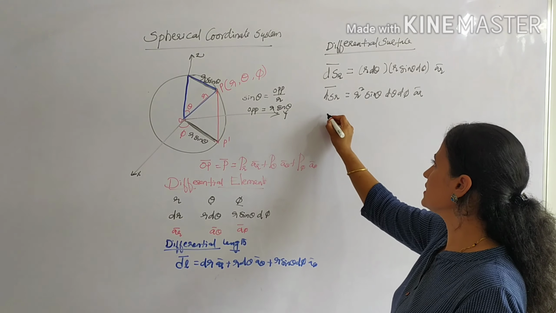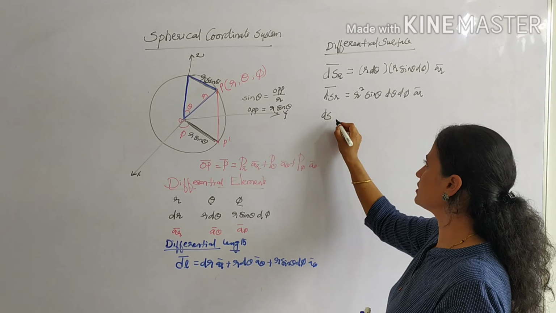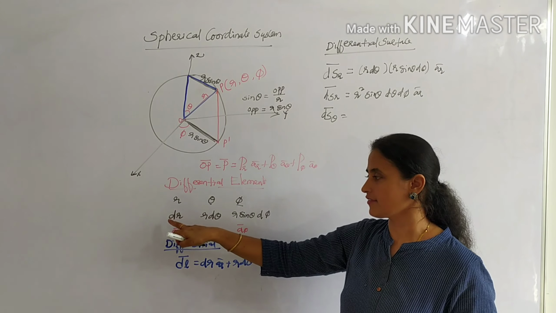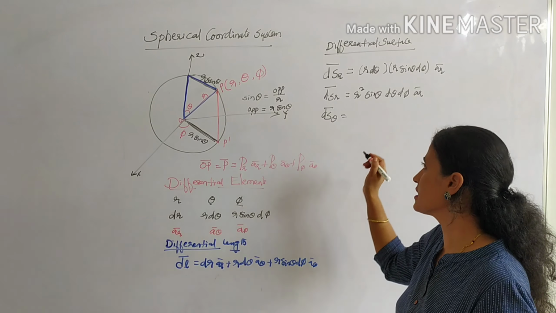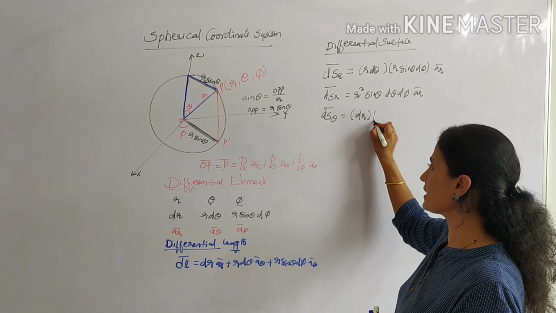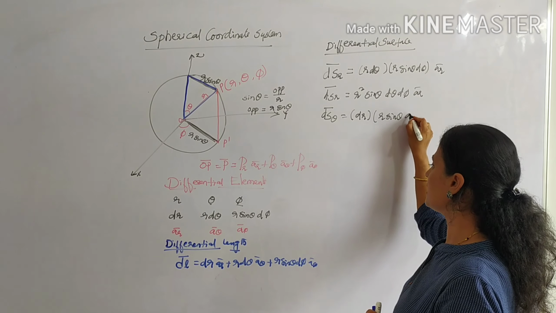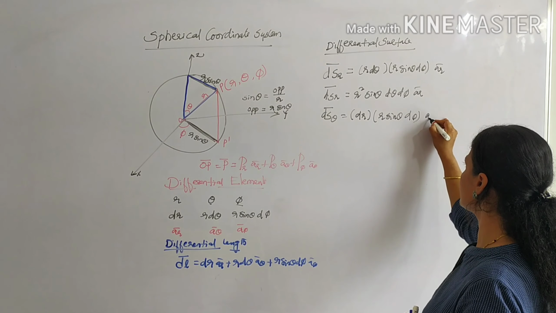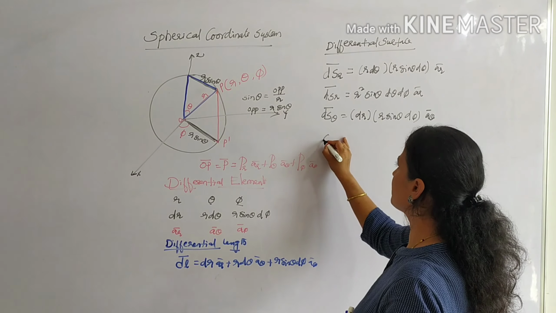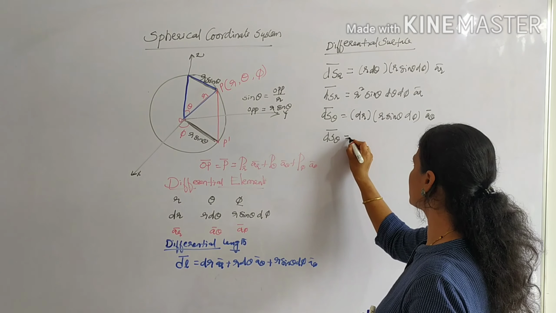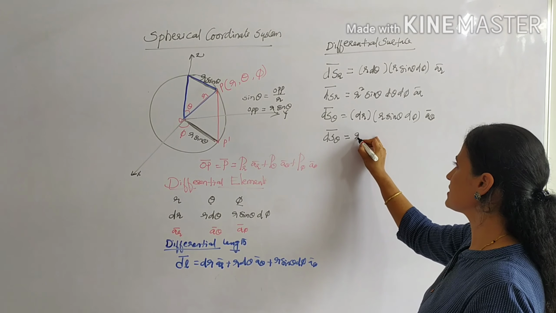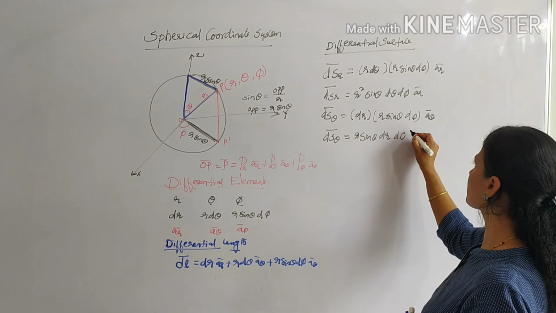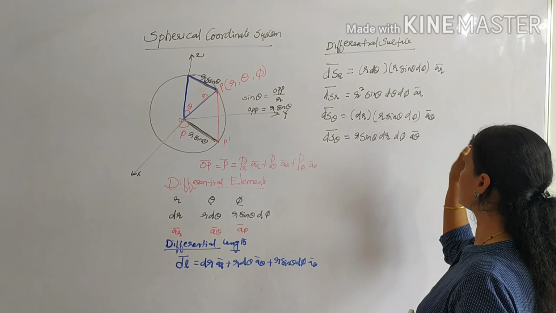Now let us see the differential surface area normal to theta. The surface is normal to this coordinate, which means the surface must be formed with the other two sides. Those are dr as one side and r sine theta d phi as the second side, and it is normal to theta, so I write a theta. After simplifying, the differential surface area normal to theta is r sine theta dr d phi a theta.